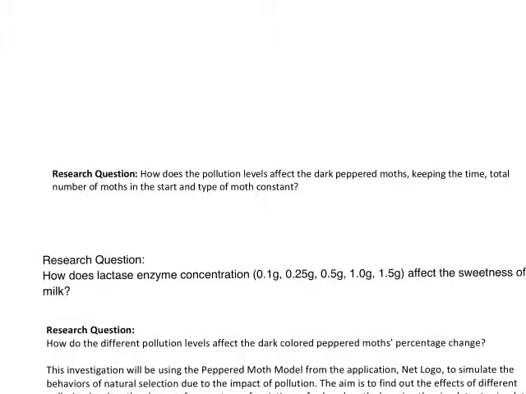Okay, so this first one, how does pollution level affect dark peppered moths, keeping the time, total number of moths at the start, and type of moth consistent? Okay, so some things I like, the fact that we have an independent variable that's pretty clear. It's pollution levels. That's great. And then they talk a lot about the different kinds of controls they have. I'm not sure, they kind of went overboard with that a little bit. But they have this thing that says affect, right? Affect the dark peppered moths.